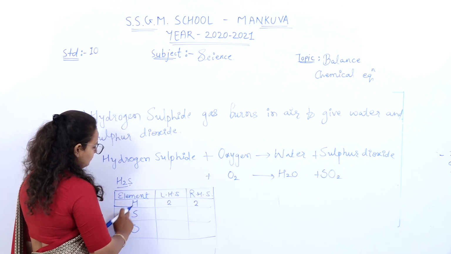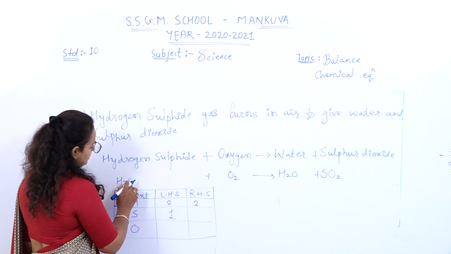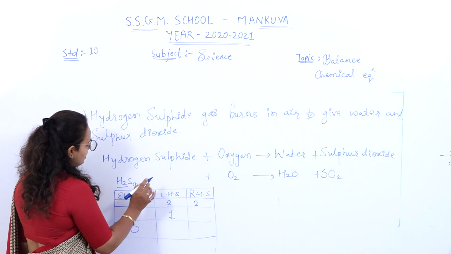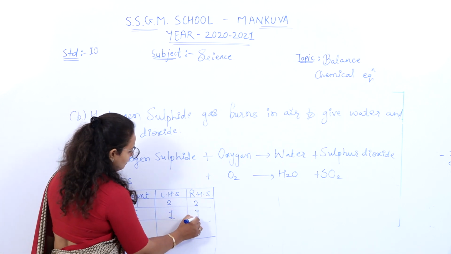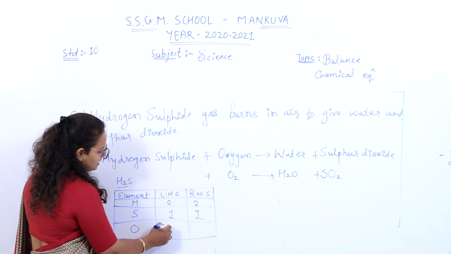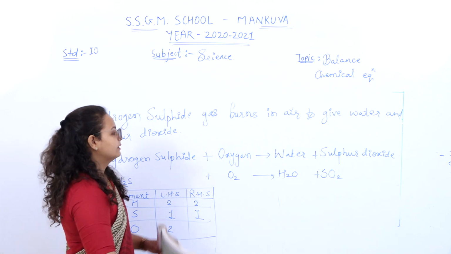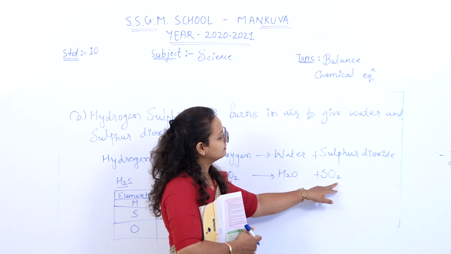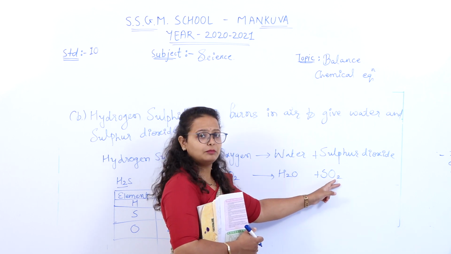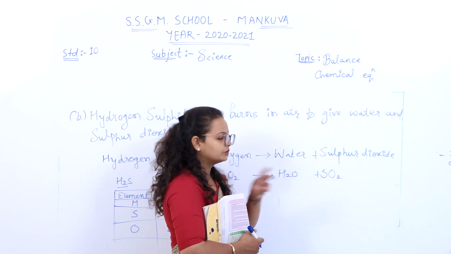Left hand side sulfur 1. Nothing is written here, that means 1. Okay. Now right hand side sulfur 1. Left hand side oxygen 2. Now right hand side, here 1 plus this 2. That means 2 plus 1, 3.